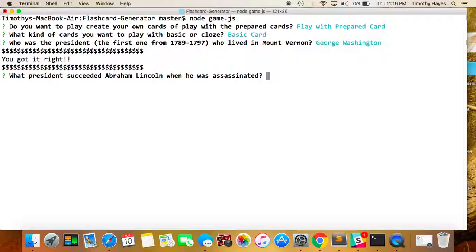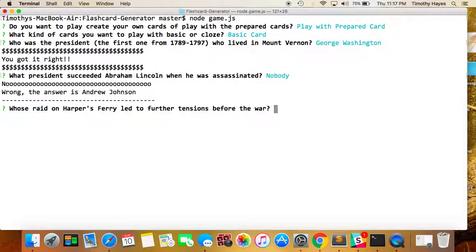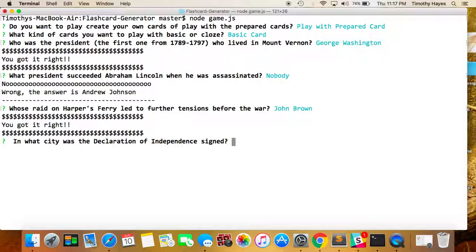Next is, what president succeeded Abraham Lincoln when he was assassinated? Nobody knows this answer. And we're just going to write nobody. And so look, you have two things here. One, it tells you no, wrong. The answer is, it tells you what the correct answer is. And then again, we're firing the next question right away. And then so let's burn through the rest of this quiz.